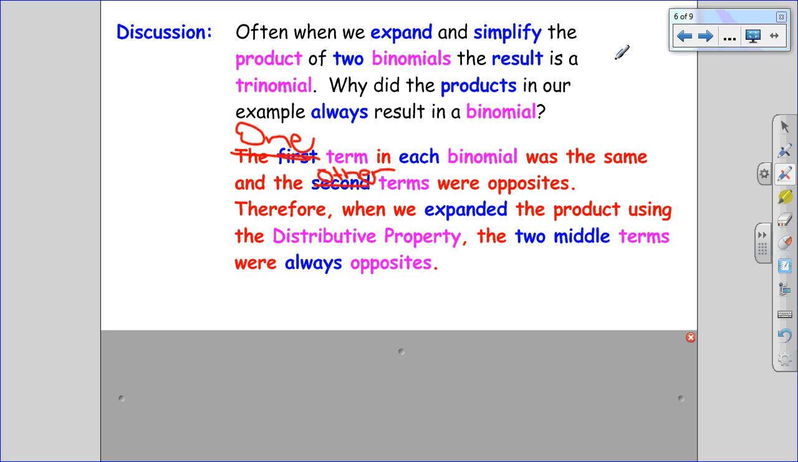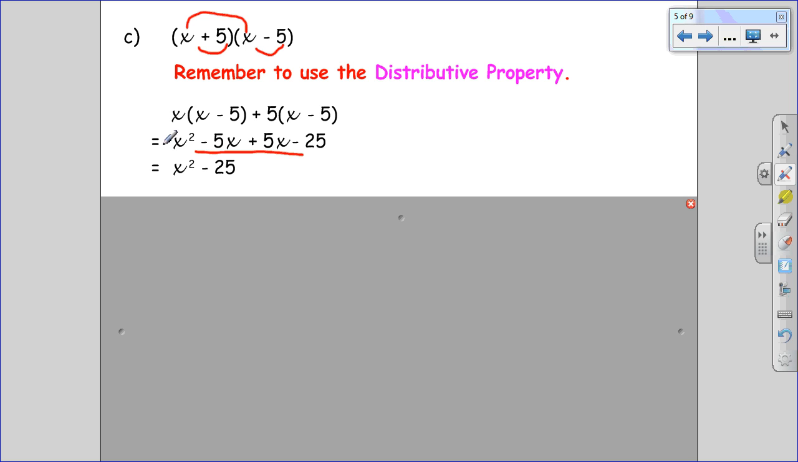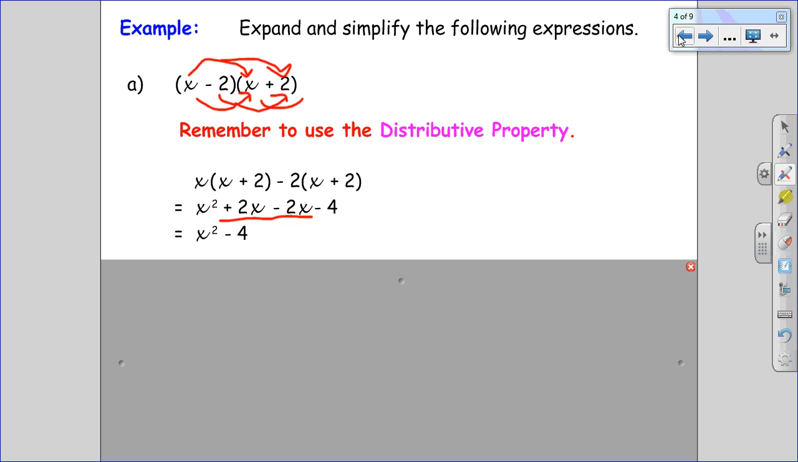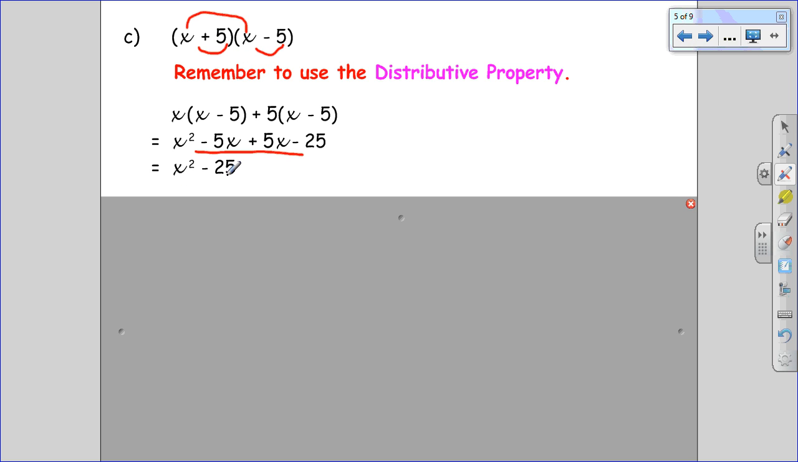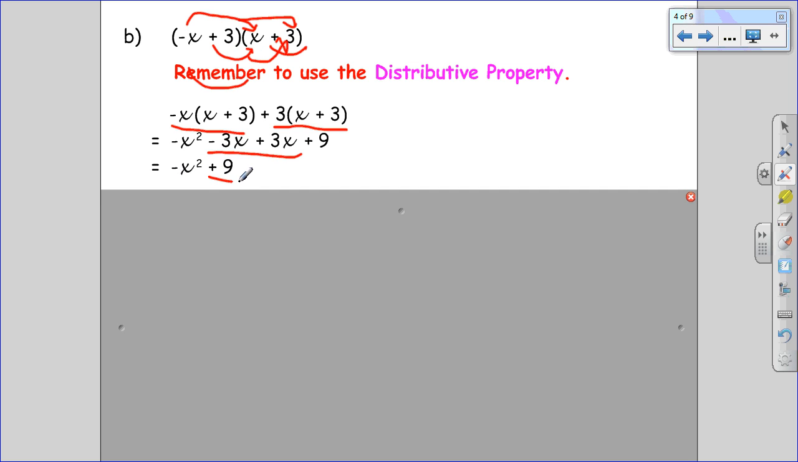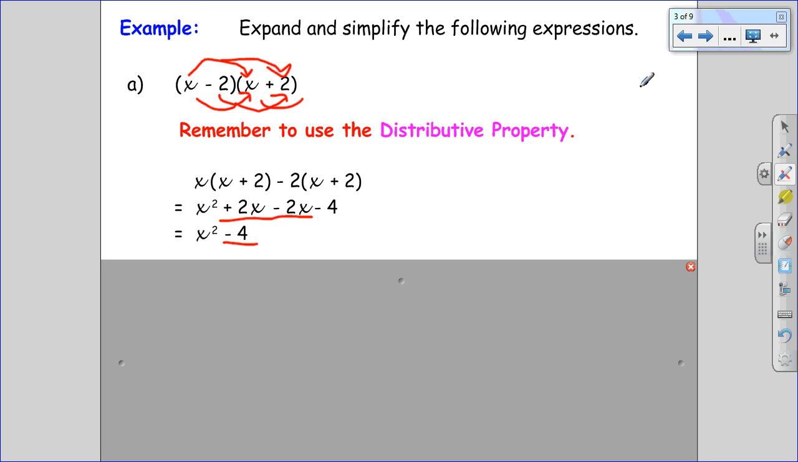The significance of the two terms that are left, let's go back and take a look. X squared, negative 25. Negative x squared, positive 9. X squared, negative 4. What do we notice about them? Well, this is a positive, that's a negative, a positive, a negative. So one term is always positive, the other is a negative. Let's look at the numbers themselves. 25 is a special number. 9 is a special kind of number. And 4 is also a special kind of number. They're what are called perfect squares.